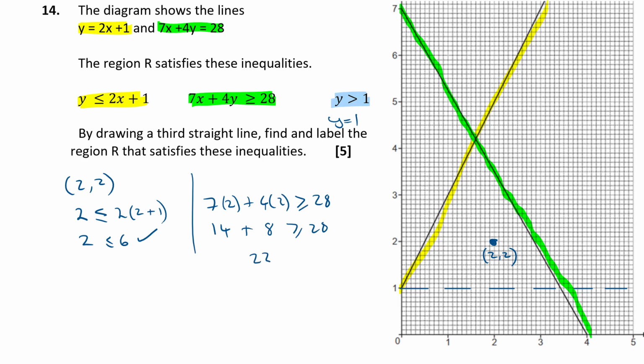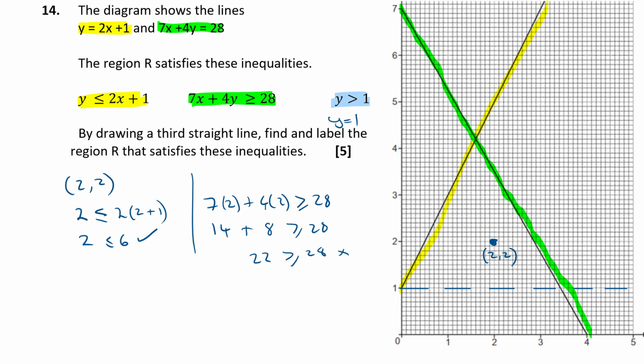Is 22 greater than or equal to 28? No, it's not. Oh dear. So that isn't the right side of the line then. Okay, so I thought it was going to be that nice easy triangle down there, but it isn't.